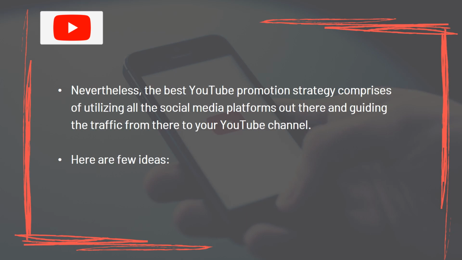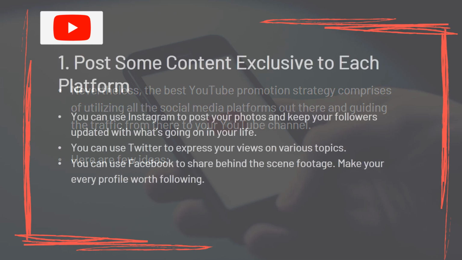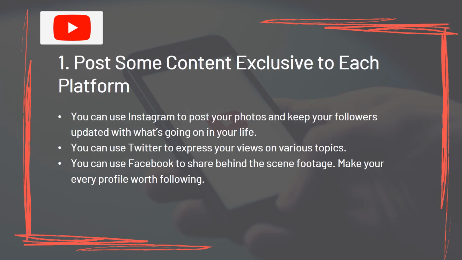Nevertheless, the best YouTube promotion strategy comprises utilizing all the social media platforms out there and guiding the traffic from there to your YouTube channel. Here are a few ideas. 1. Post some content exclusive to each platform. You can use Instagram to post your photos and keep your followers updated with what's going on in your life. You can use Twitter to express your views on various topics. You can use Facebook to share behind-the-scenes footage. Make every profile worth following.